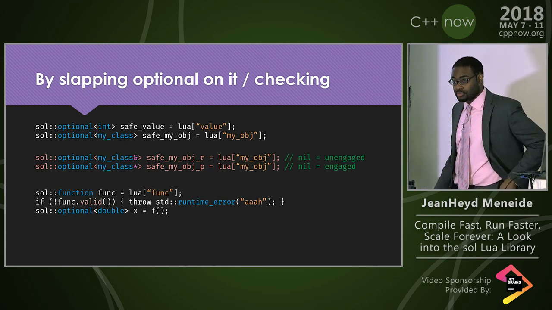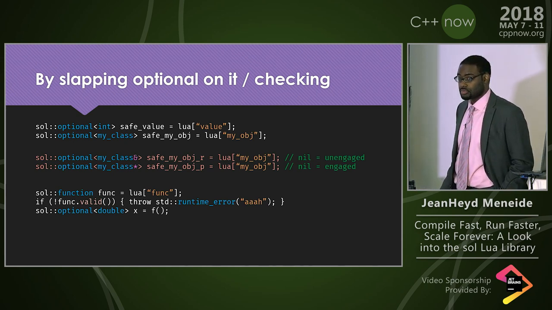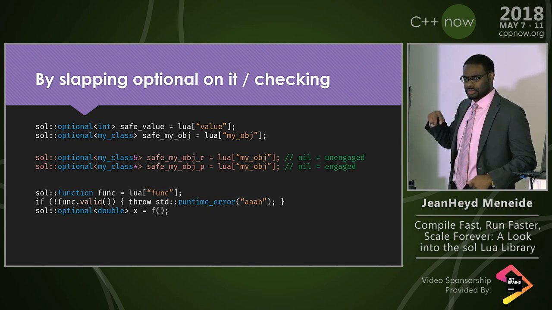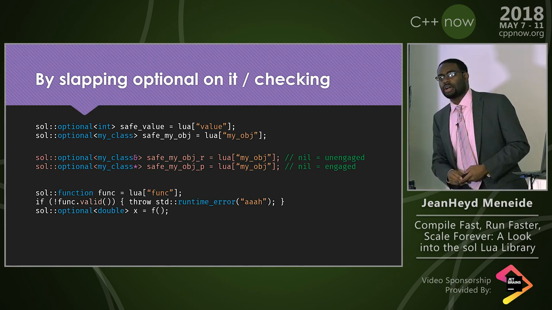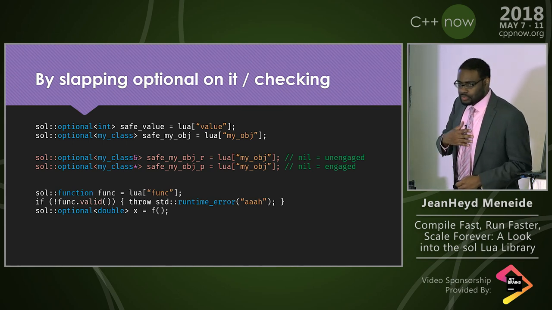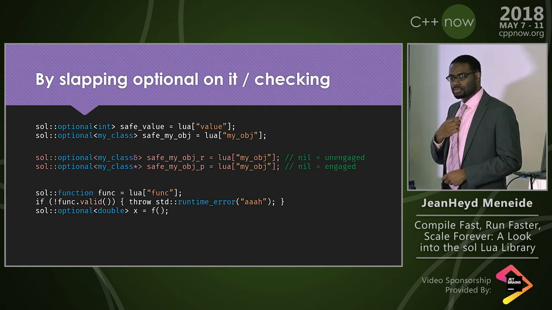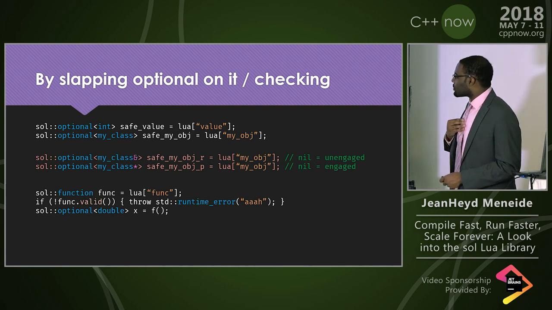Yes, Jason. What if they actually exposed an optional into the scripting engine? Can you handle that here? What do you mean by expose an optional? Like if the C++ optional is something that you made a user type. Ah, okay. So you kind of got around that. Sort of like that, right?